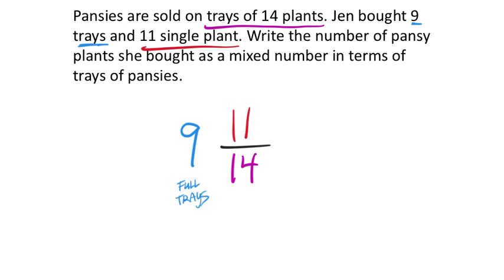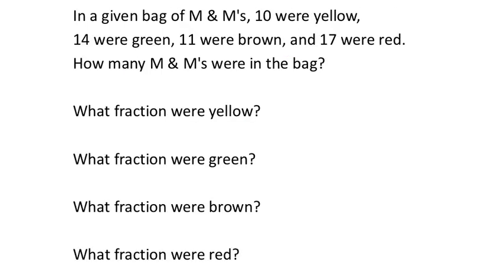9 and 11 14ths. In a given bag of M&Ms, 10 were yellow, 14 were green, 11 were brown, and 17 were red. How many M&Ms were in the bag? We're going to need this because this is going to give us a total amount that was in the bag, or it would be the whole bag.